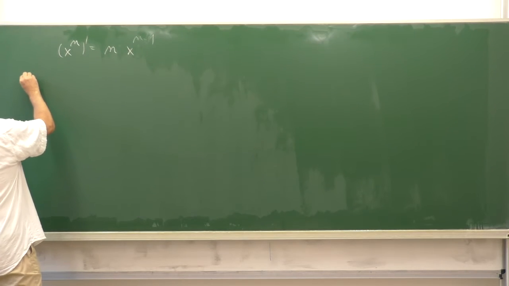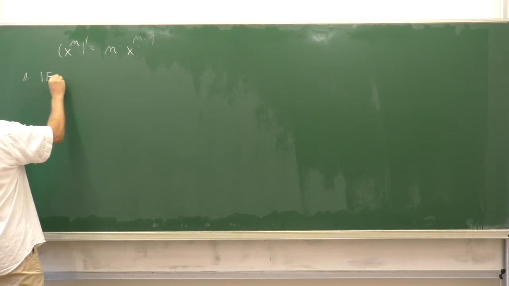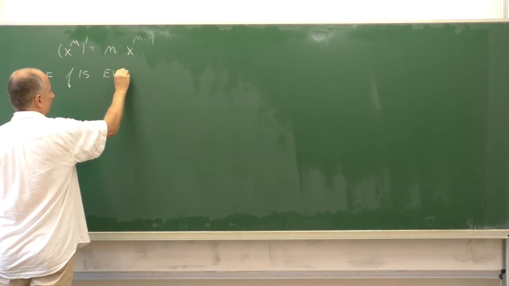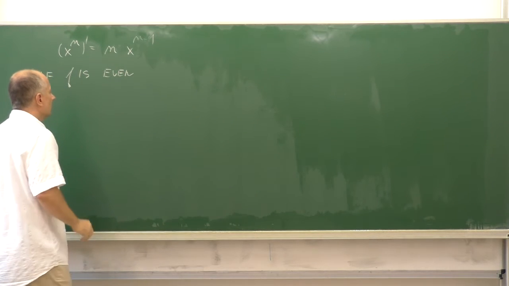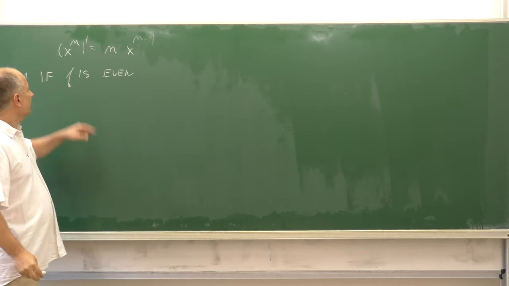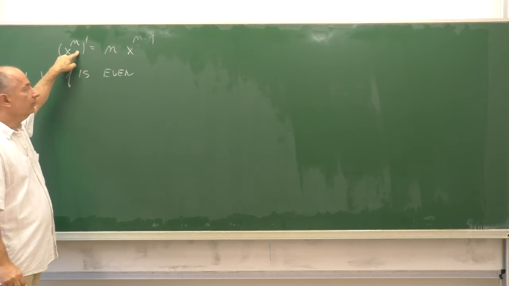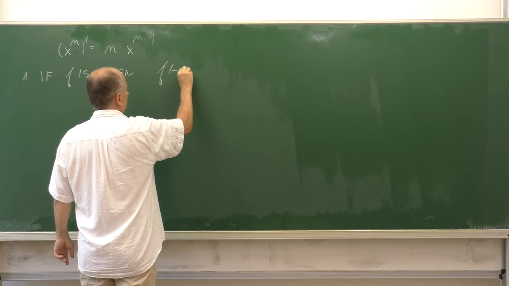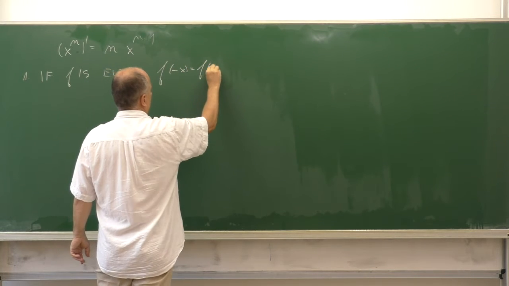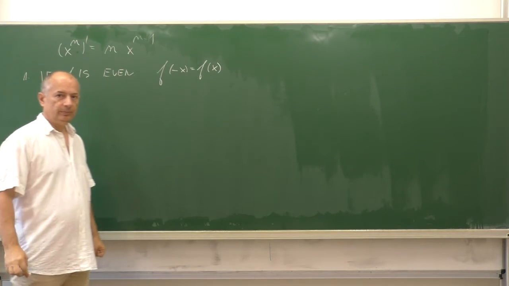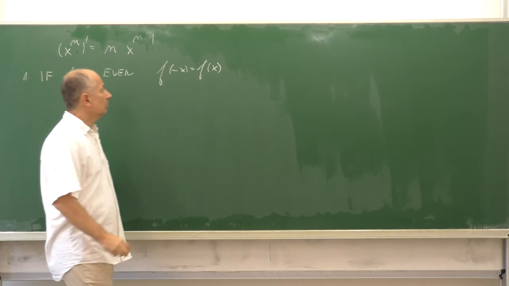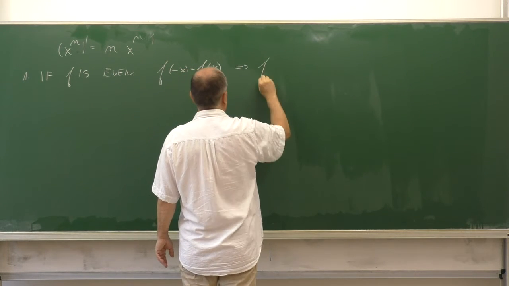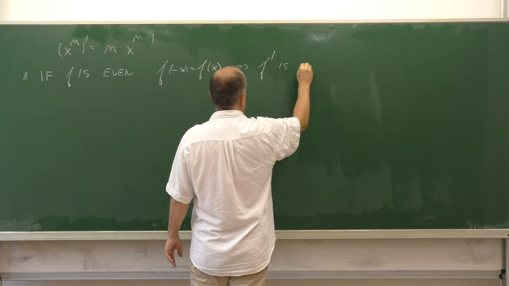So let's start. Consider if f is even. A special case of an even function is x to the n when n is even, but in general that means that f of minus x is equal to f of x. And we want to show that then the derivative of f is odd.